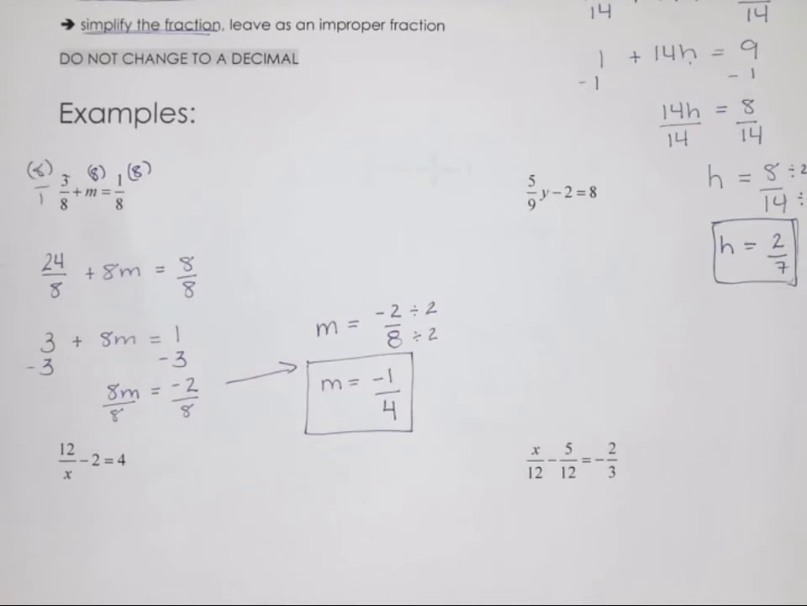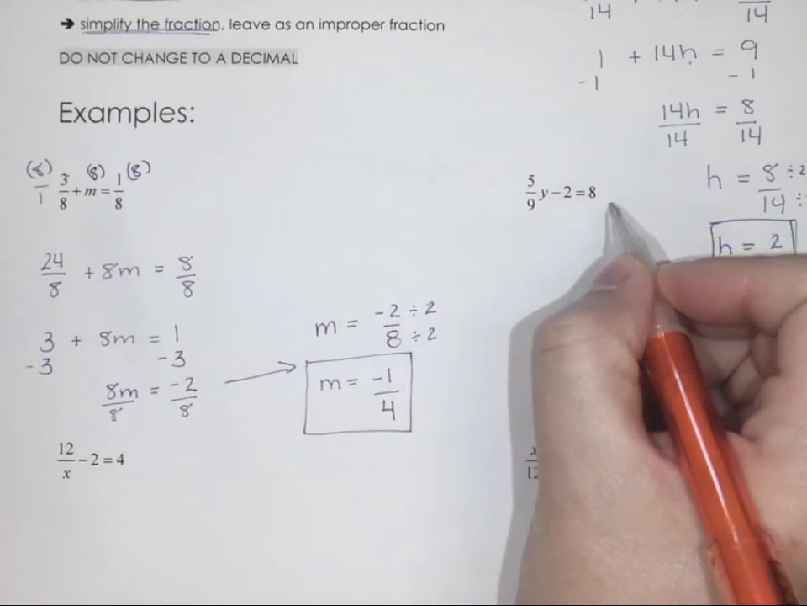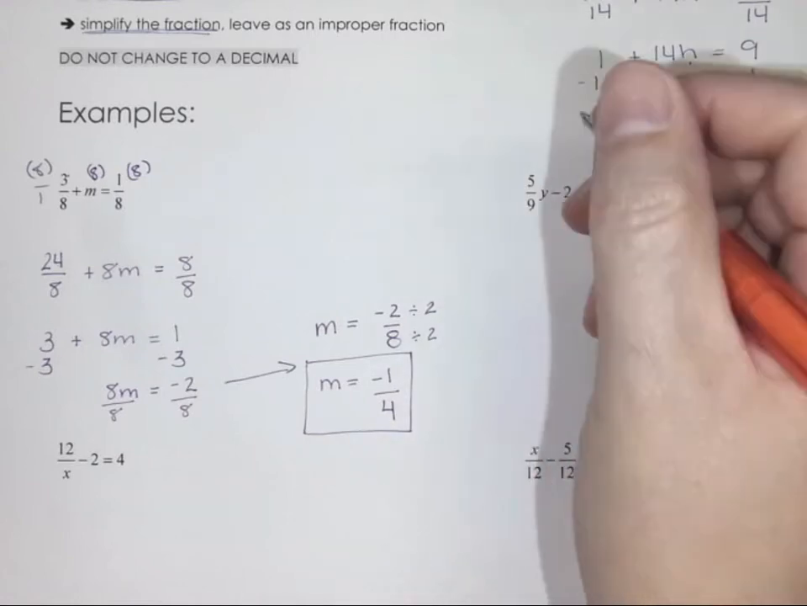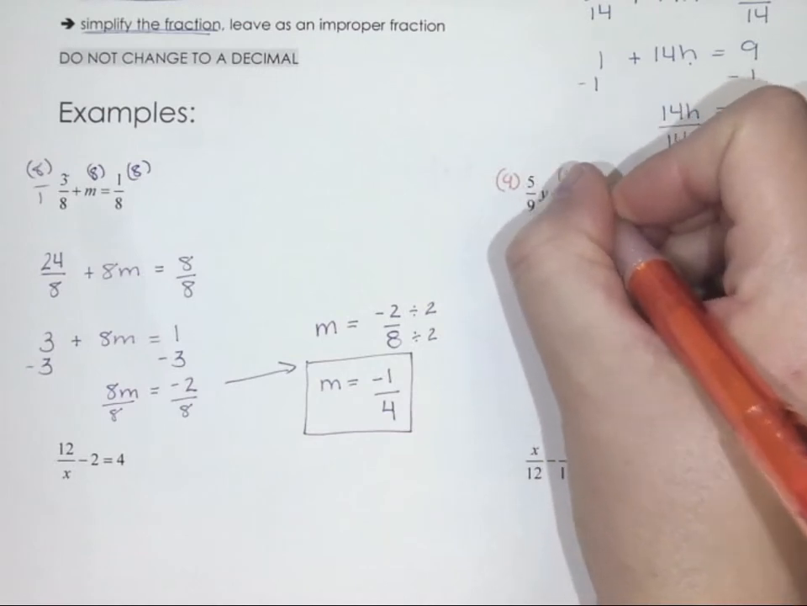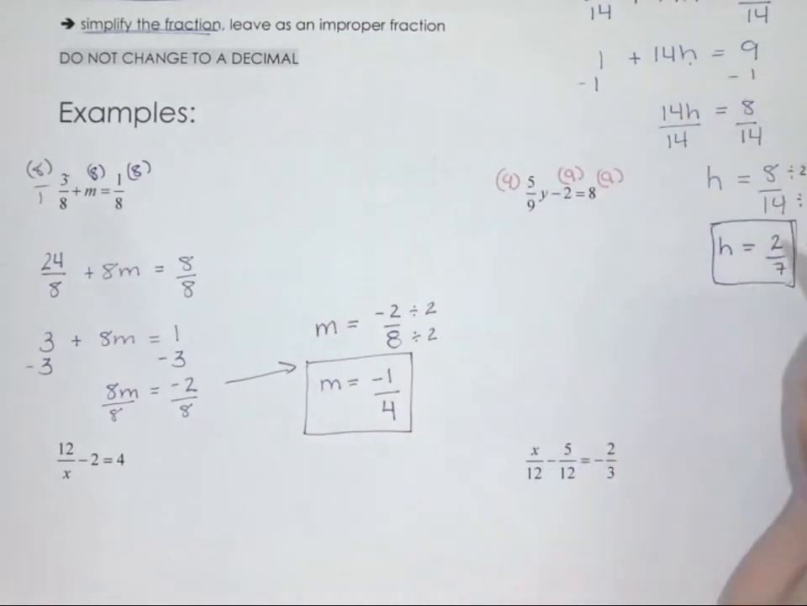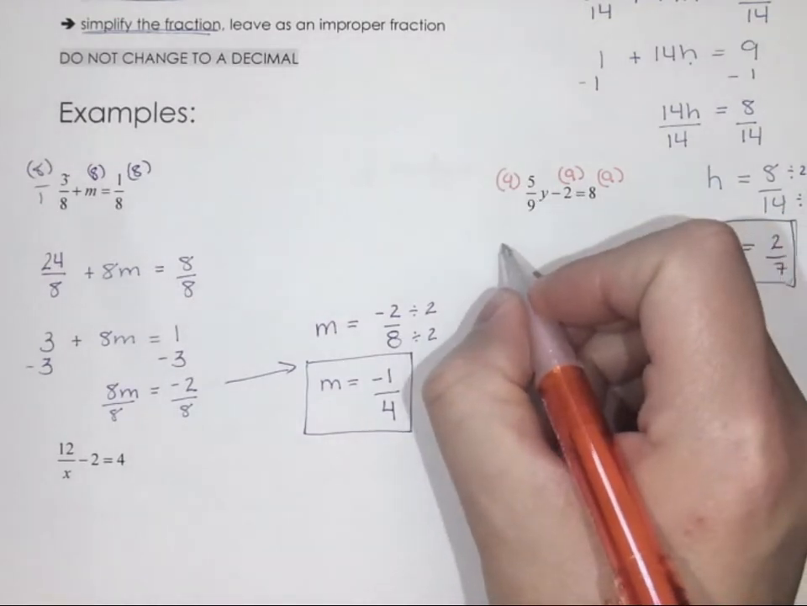I'm going to switch to a different color here. On this example, I only have one denominator, and it's a 9. So I'm going to times every term by 9. All right, I don't know if I like that orange. We'll go with it for a little while. You can yell at me later that this one was hard to see.